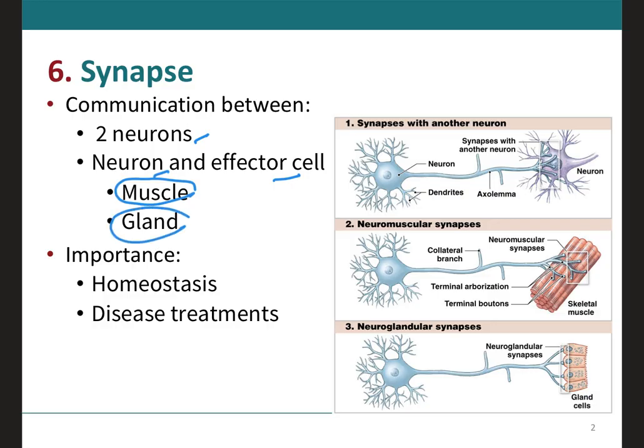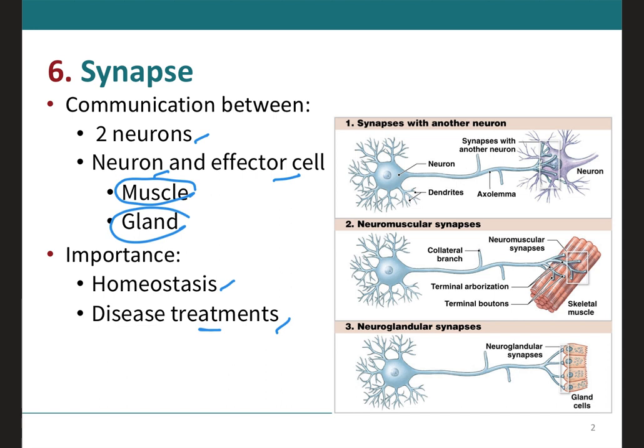Synapses are going to be essential for homeostasis just because they will allow the information to be filtered and integrated into the rest of the body to cause a response. Synapses are also important because some diseases and neurological disorders will result from disruptions of these synaptic communications. And there are many therapeutic and addictive chemicals that will affect the body at these junctions. So that's why it's important for you to understand the mechanisms that occur between these communications.